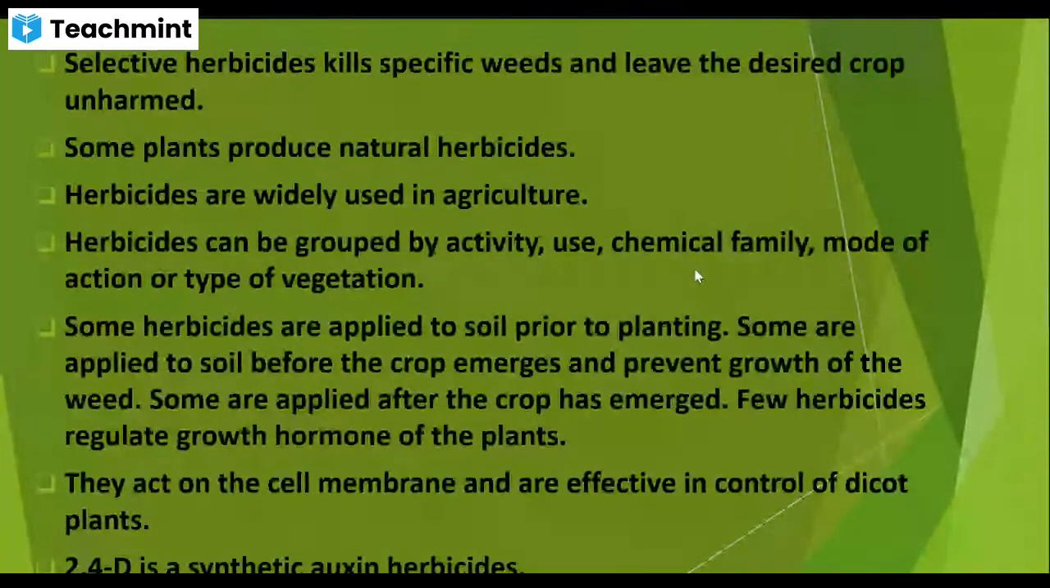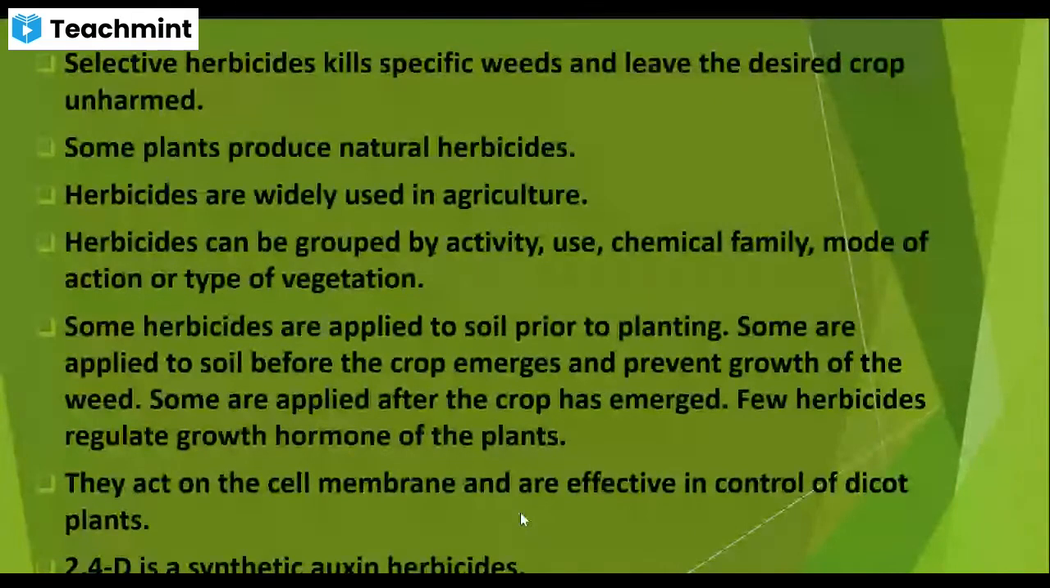Some are applied after the crop has emerged. Few herbicides regulate growth hormones of the plants. Sometimes your plantation is already done and the crops have emerged, but weed is now growing with those plants. At that time also you can use these herbicides. They act on the cell membrane and are effective in control of dicot plants. You might have learned about dicot plants in botany.